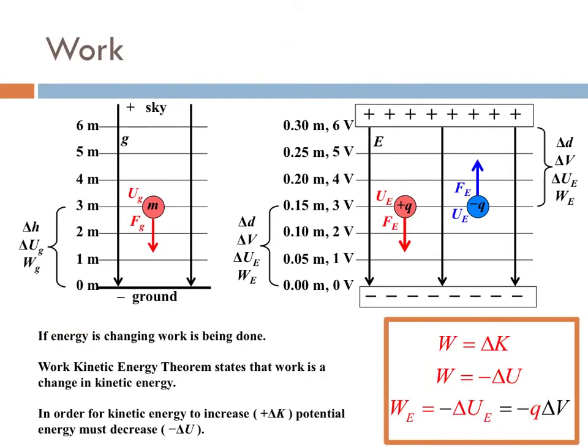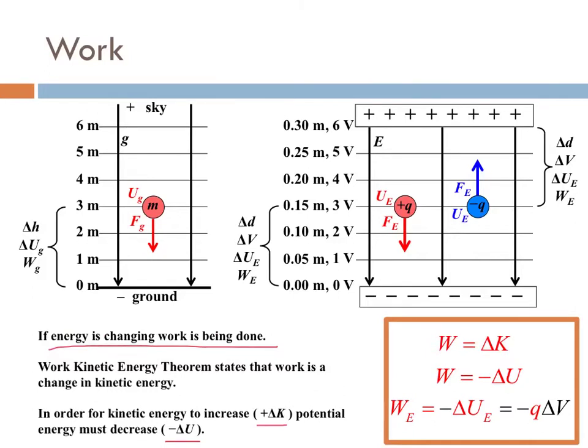So just like we saw in mechanics, if energy is changing, work is being done. It was a huge concept in energy. The work kinetic energy theorem that we used before states that work is a change in kinetic energy. Again, this is the net work done. In order for kinetic energy to increase, to have a positive change in kinetic energy, meaning our final is greater than our initial, we have to have a decrease in potential energy.